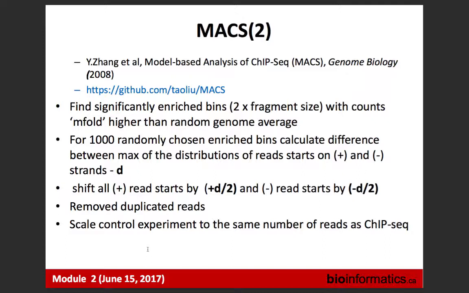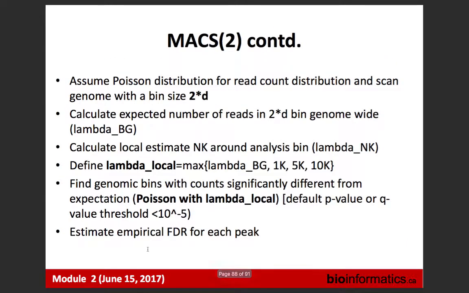So at every specific location, with 200 base pair bins, it calculates the count of reads, and then looks around: 1,000 bases around, 10,000 bases around, and genome-wide. Assuming a Poisson distribution, it calculates lambda, the single parameter of the Poisson. Then it compares the expected count if it would be Poisson with this lambda. And lambda will be the maximum lambda from 1 kb around the region, 10 kb around the region, and genome-wide. So you're local, but on the other hand, you're rather conservative. And then you're comparing your actual read count in the bin to your background. So that's how the tool works.